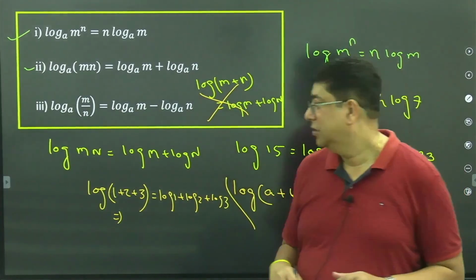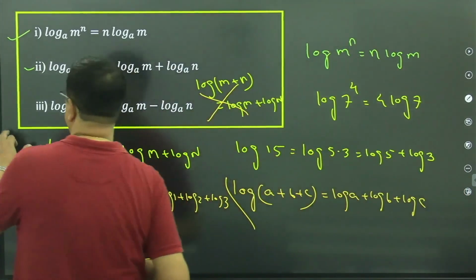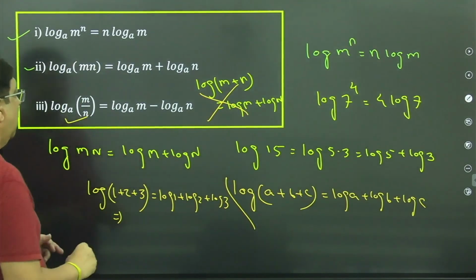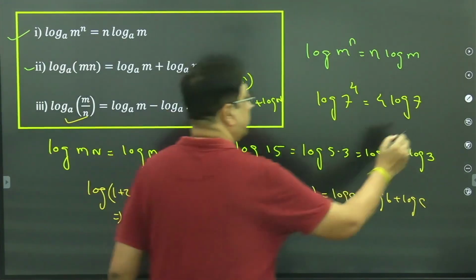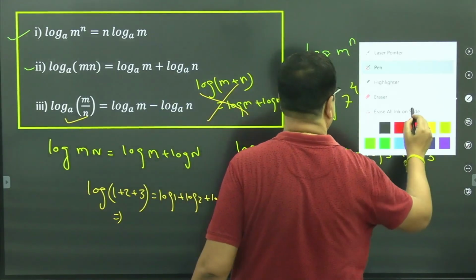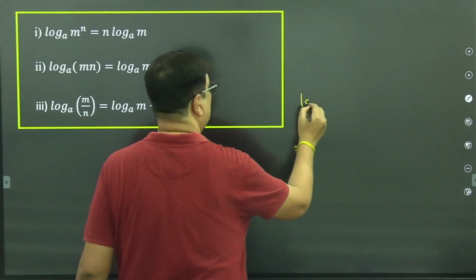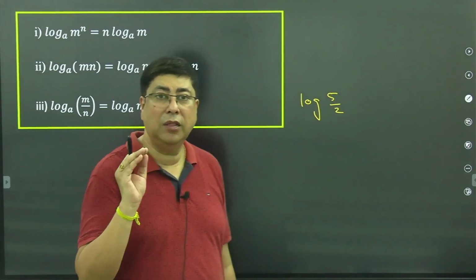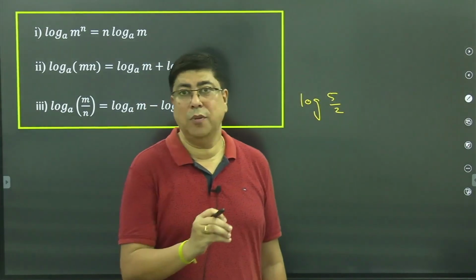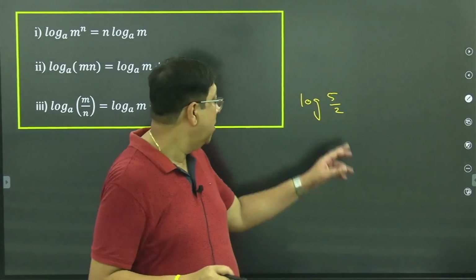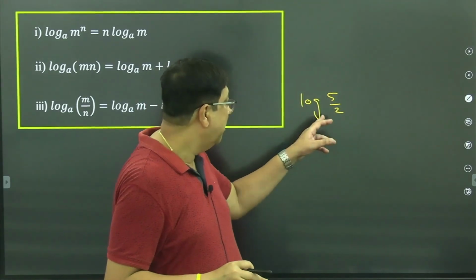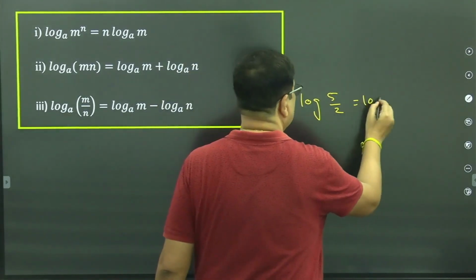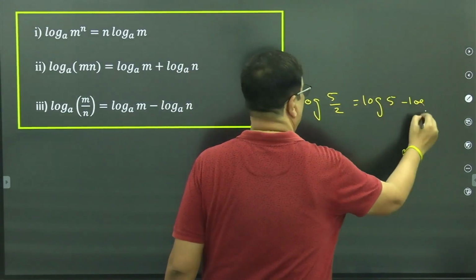Remember this. Now I am going to the next portion. Log m by n is log m minus log n. For example, log 5 by 2. Everybody, if the base is not given, it is considered to be base 10. But remember, in common logarithm, the base can be anything under the restriction. So log 5 by 2 is log 5 minus log 2.